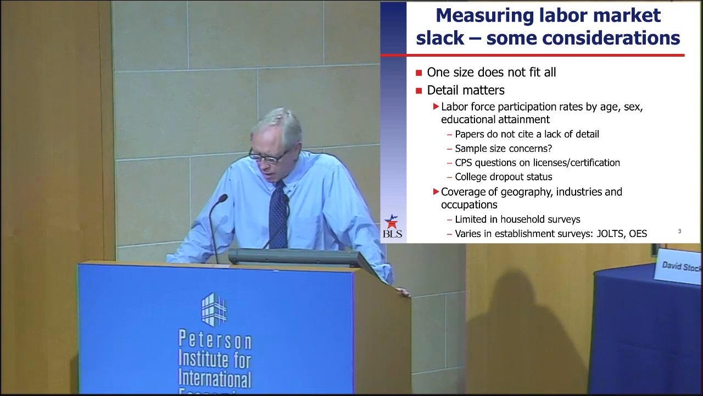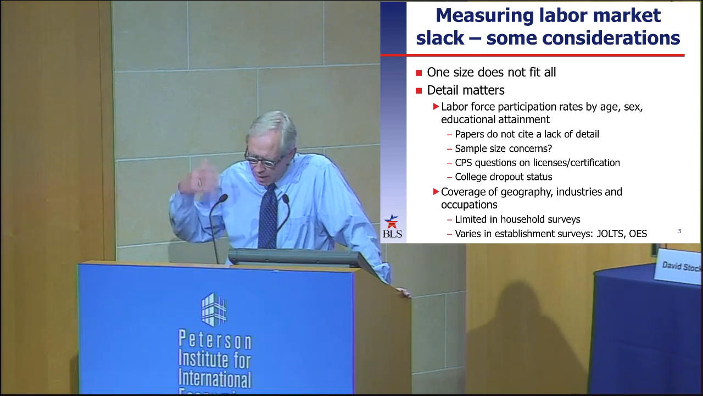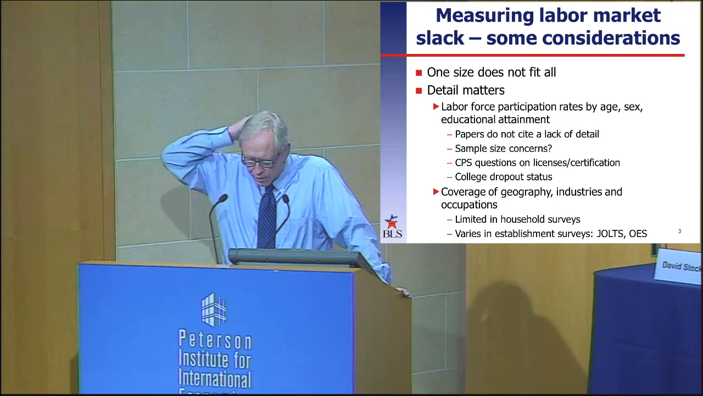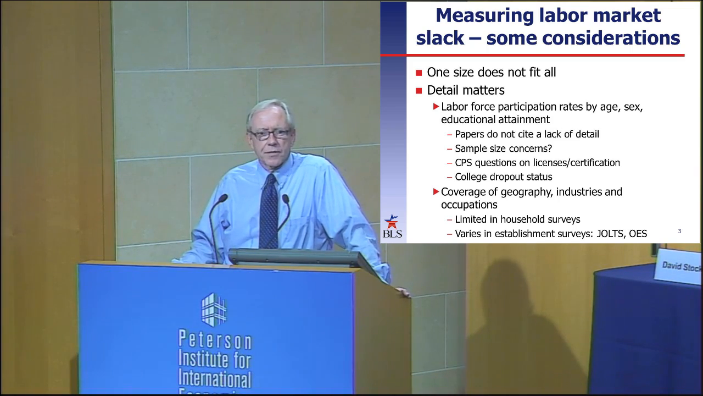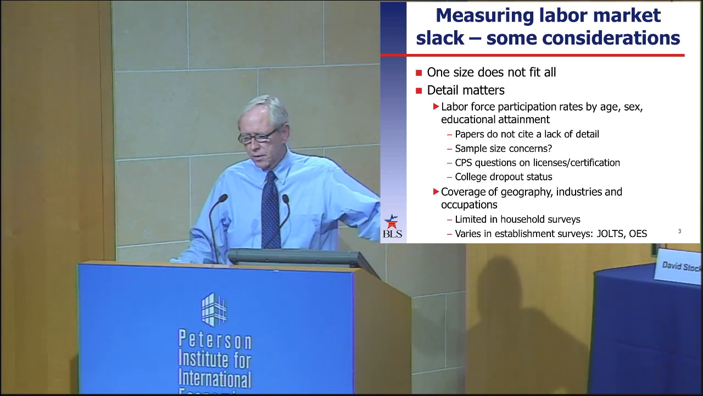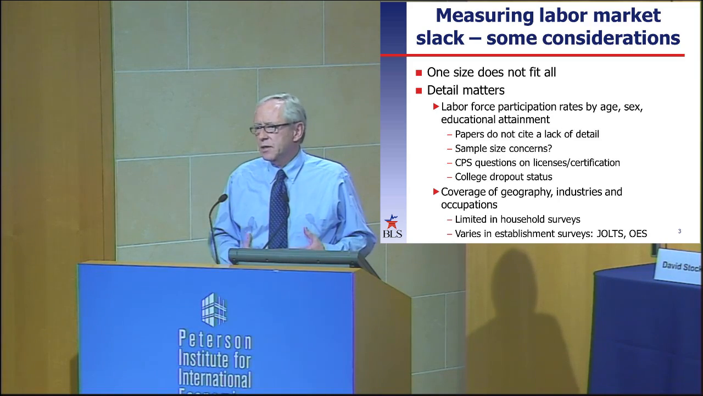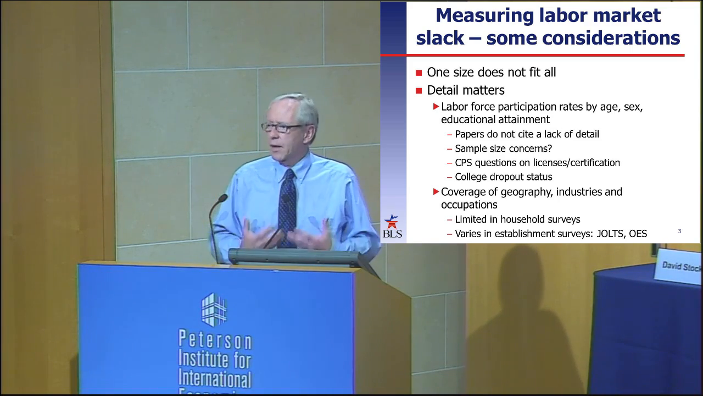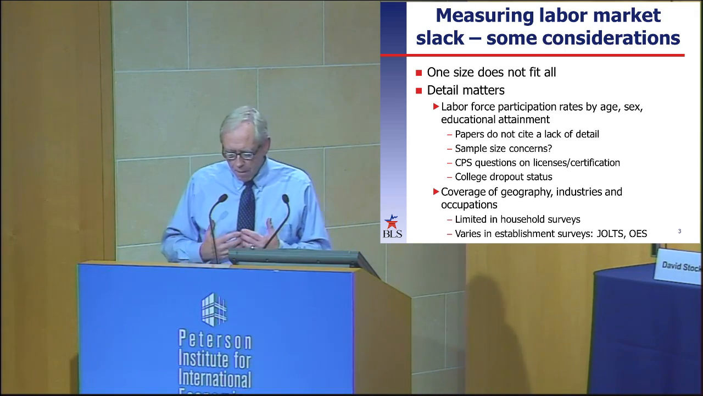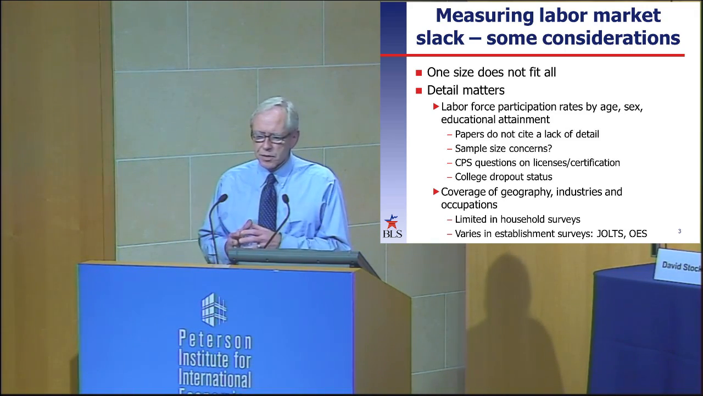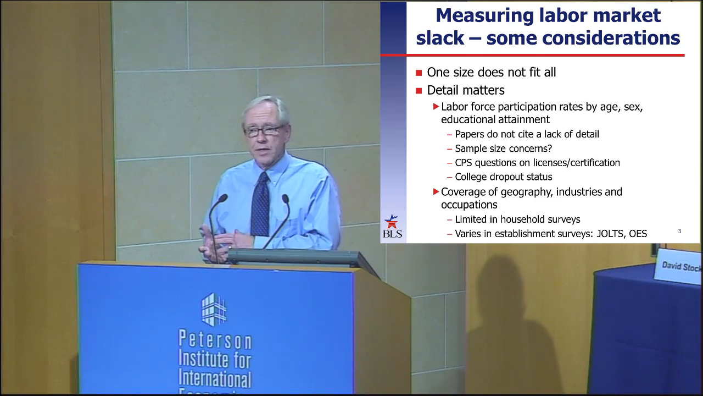Obviously, one size doesn't fit all from slide 3, and details matter. I went through all the papers, and I took a look at just in general the question of do we have enough detail in certain areas and not enough in others? And for the labor force participation rate stuff, for example, in the Washer paper and in some of the others, the age, sex, educational attainment, there doesn't seem to be a cry for more detail in those areas, though I do have one exception to that.